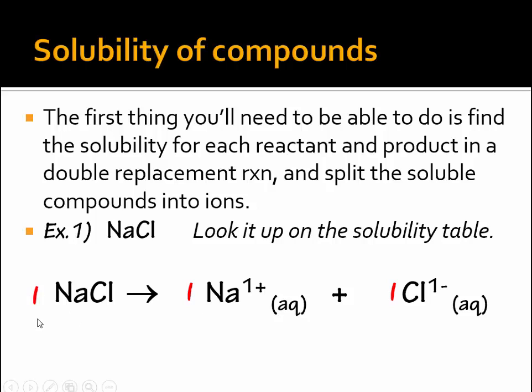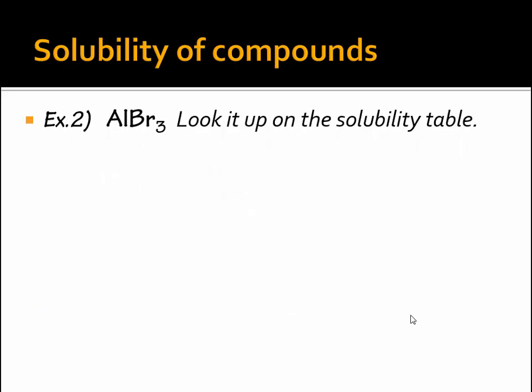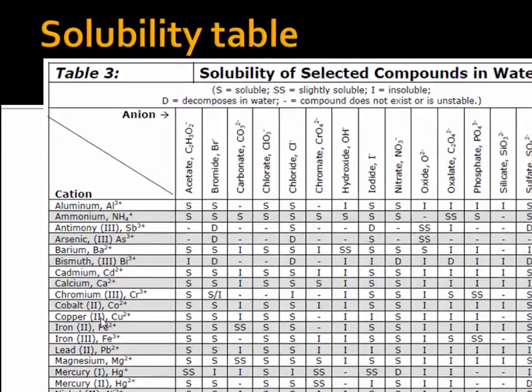The basic idea being that one sodium chloride unit breaks into one sodium ion and one chloride ion. Okay, pretty straightforward. Let's look at another example. This is aluminum bromide. Aluminum bromide, if we look that one up on the solubility chart to decide whether it's going to dissolve or not, because that's the first question, we can go over here to aluminum bromide.